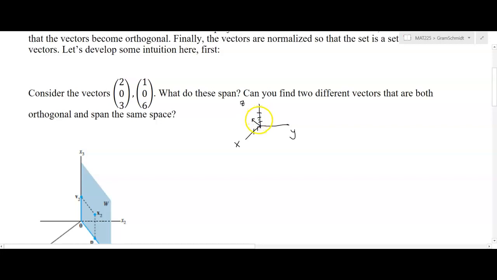Of course, we have to account for the fact that we're looking at this in a different perspective. So this vector will actually appear to be a little bit higher just because it's coming closer towards us, but nonetheless it's in the xz plane, right? And so (1, 0, 6) is as well. (1, 0, 6) is going to be somewhere up here, also in that plane, and we see that together they span the xz plane.